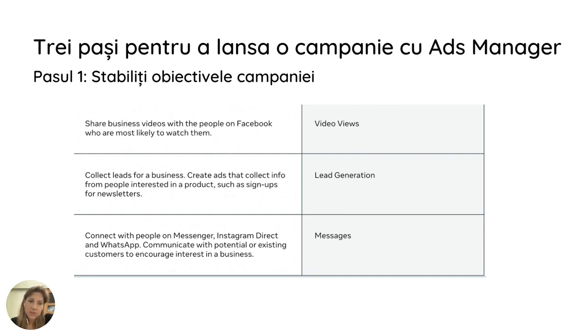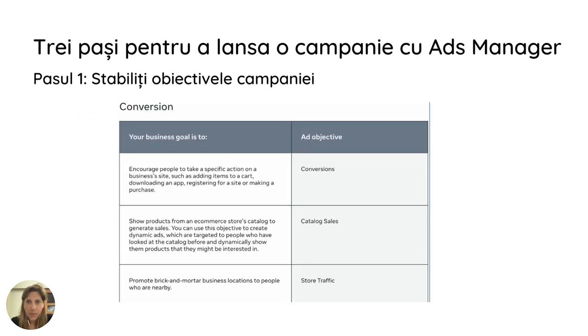And finally, messages is where you help Facebook find people who are more likely to connect on Messenger, Instagram Direct, and WhatsApp. So you communicate directly with potential or existing people who are interested in your cause.